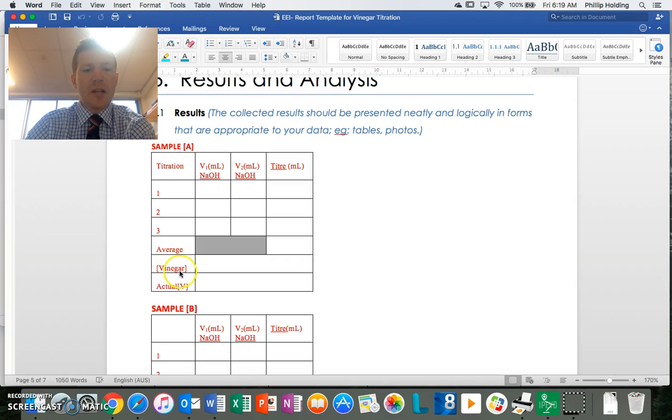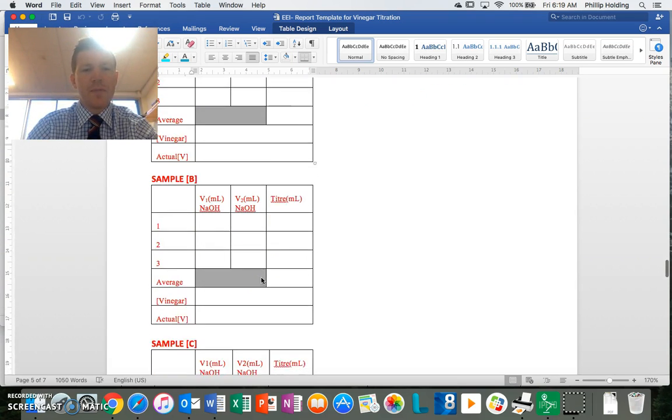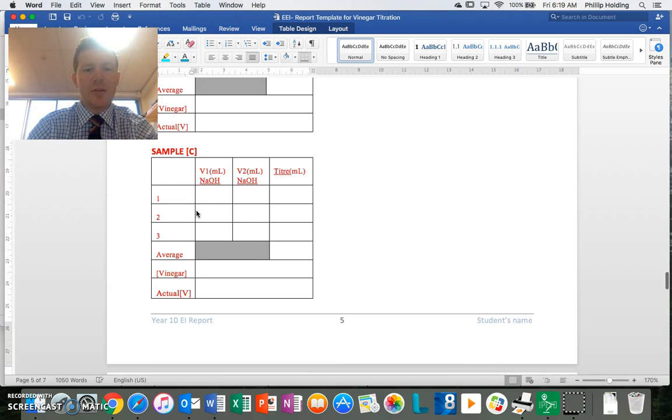These brackets here actually indicate concentration. So when you see the square brackets around something, it means concentration of vinegar. So you're trying to work out the concentration of the vinegar, and this is the sample used, and then you have to work out the actual concentration. Okay, and your teacher will talk about this and go through how to do those calculations.